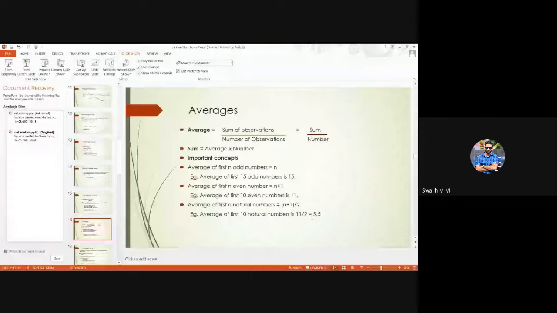This you need to learn by heart. Nothing to learn by heart, just see. Average of first n odd numbers is n. Average of first n even numbers is n plus 1. Average of first n natural numbers is (n plus 1) by 2.